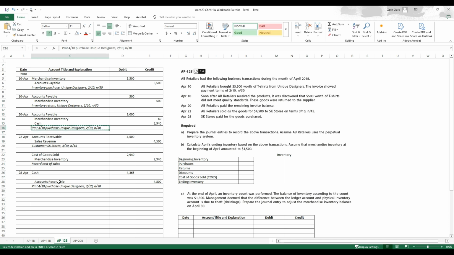And I'm going to actually take this, or you know what, let's do it like this. But instead of payment, let's change this to receipt, and we'll say this was the 4/22 sale, and it was to SK Stores, and it was 3/10 net 45. So just kind of update some of those.